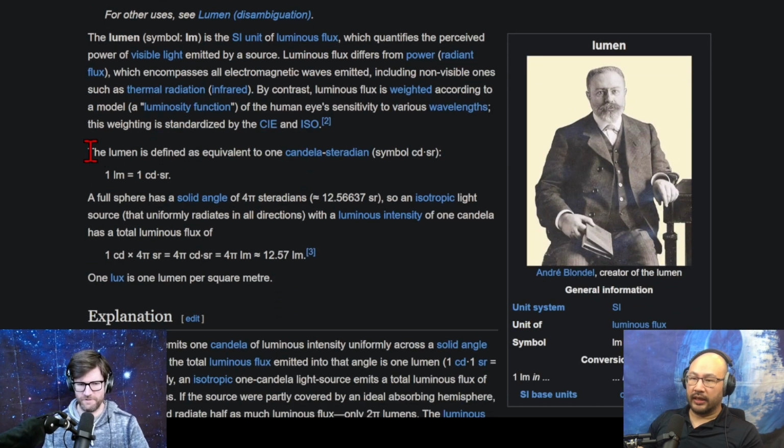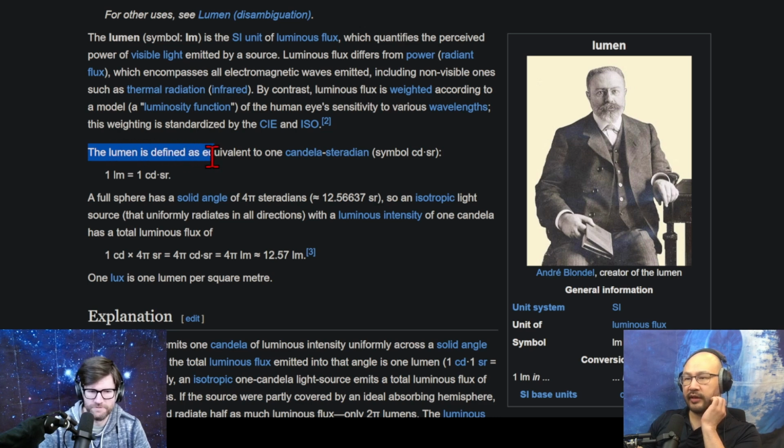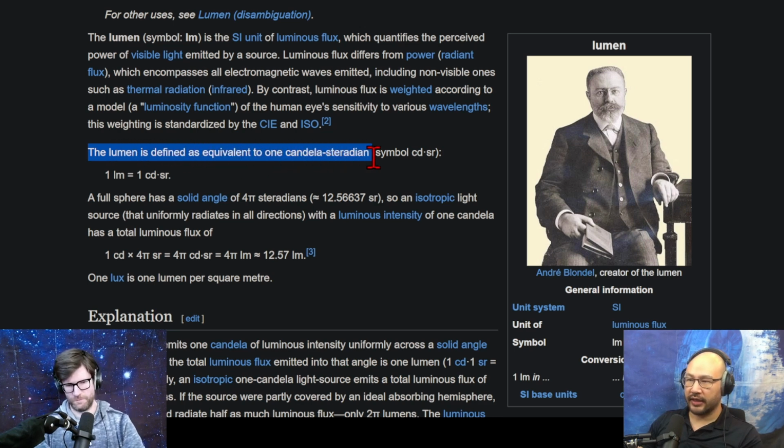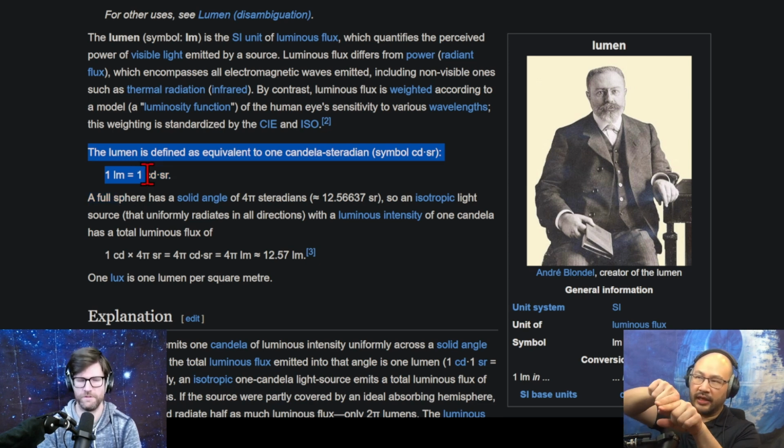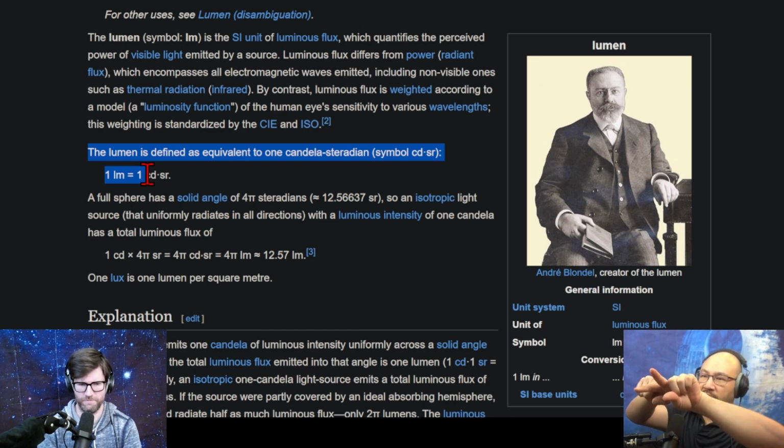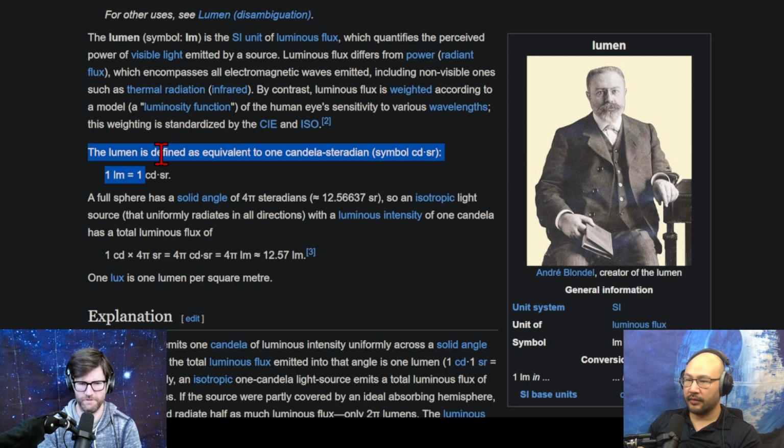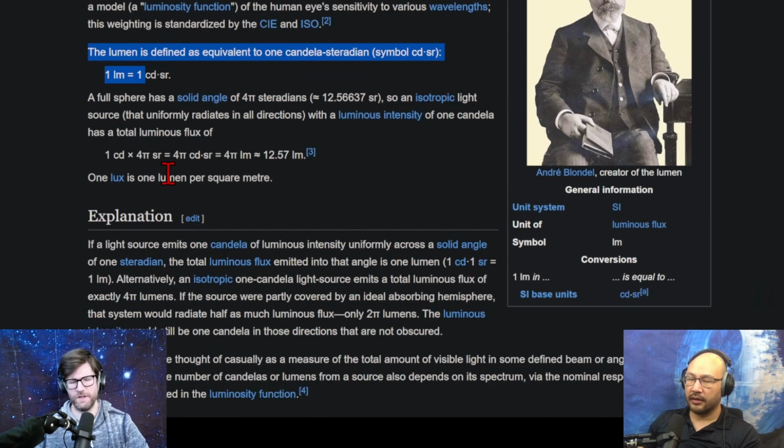I guess there's candela. So maybe it comes up here? Let's see. The lumen is defined as equivalent to one candela steradian. So it's a candela times a steradian. A steradian is like a solid angle. So not only an angle in this direction, but if you spin it around in a circle, it's like a cone that comes out. That is a weird way to define that.